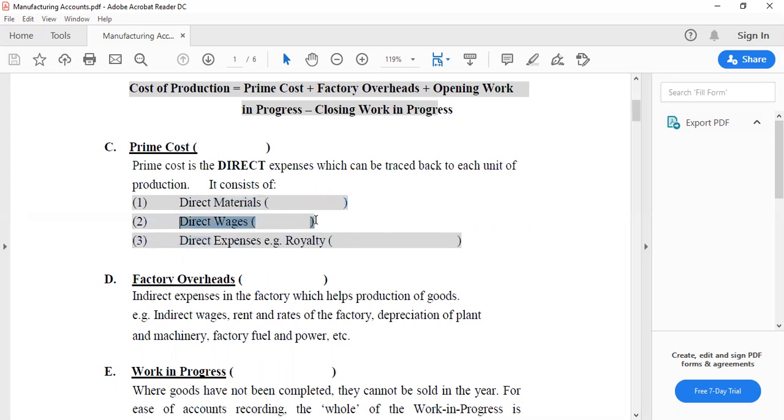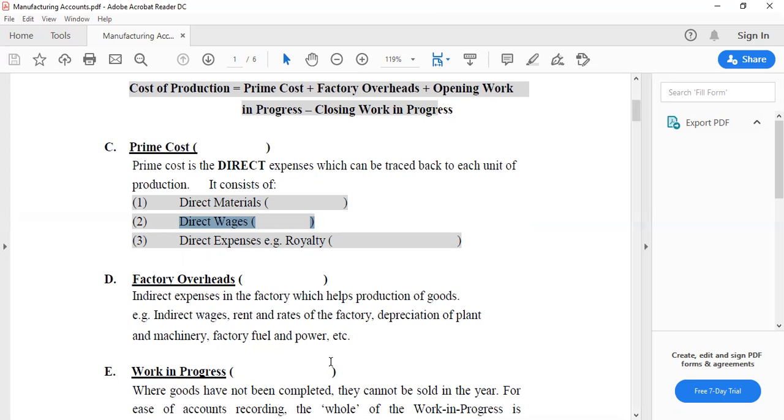And then we have the direct wages, which form part of prime cost. The direct wages are those wages or salaries that can be directly traced to the final output. Say, for that loaf of bread, it will be prepared by the chef. The chef will be paid a salary. You can easily see the service of that chef on that loaf of bread. So the salary paid to the chef is a direct wage. It can easily be seen on that loaf of bread.